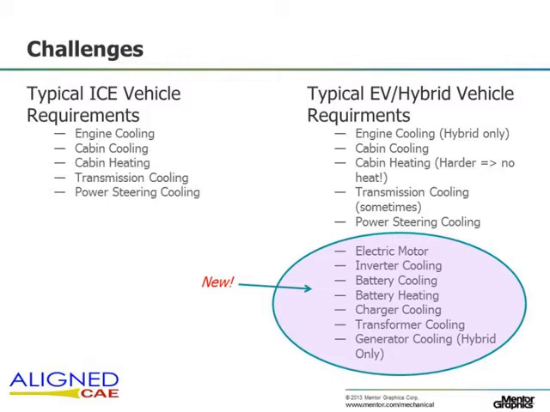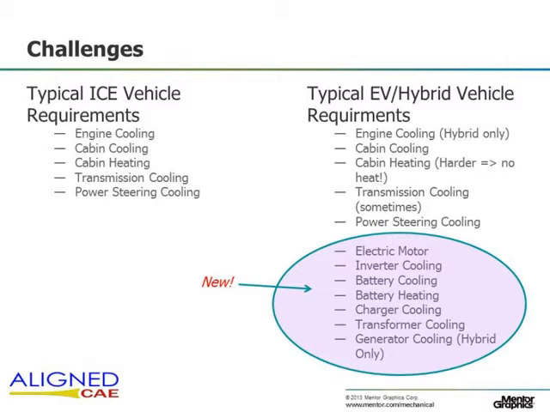But we still have to take care of engine cooling, only for a hybrid, obviously. Cabin cooling is still a requirement. Cabin heating is actually a little bit more difficult because the available waste heat in EVs and hybrids is not there like we see in an ICE vehicle. We sometimes have to also take care of transmission cooling, mostly just for hybrid vehicles, and power steering cooling sometimes. However, we now have another level of complexity from a thermal management point of view.